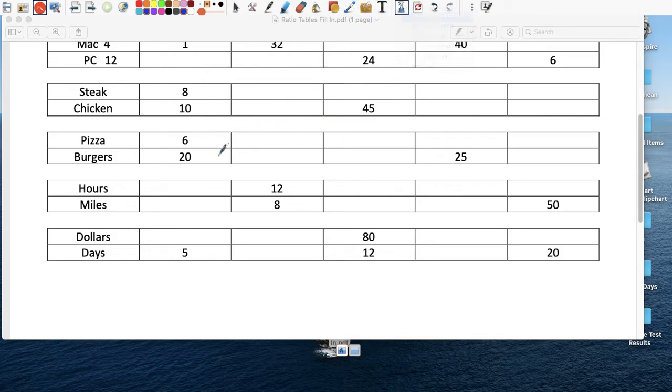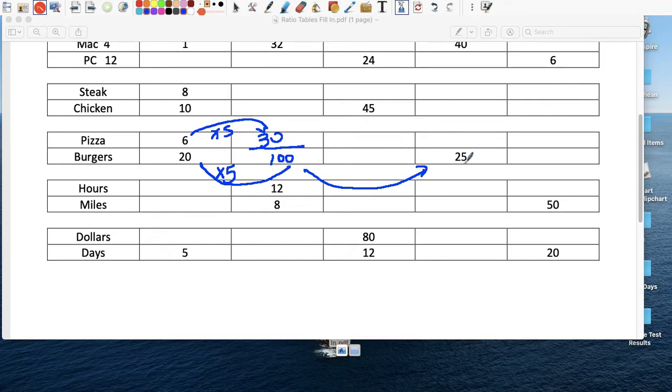Same thing here. ¿Cómo que llego del 20 a 25? No hay cómo. So I'm going to, again, it's up to you how you want to do this. So this one I'm going to go up. I'm going to do it 2 times. So let's go up. Go from here, and then I'm going to go from here to here. So I'm going to multiply this times 5. 20 times 5 is 100. 6 times 5 is 30. Right? So now I have 30 over 100.